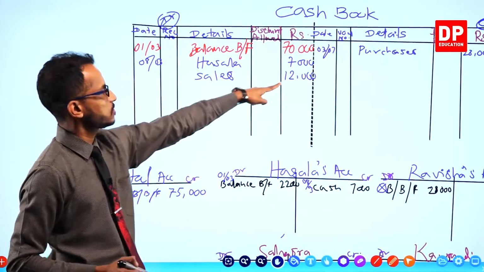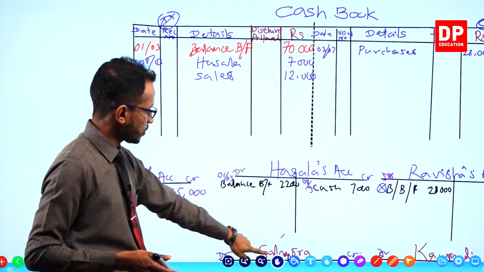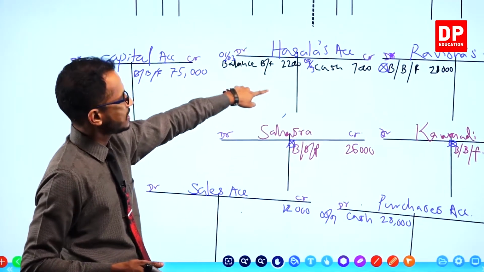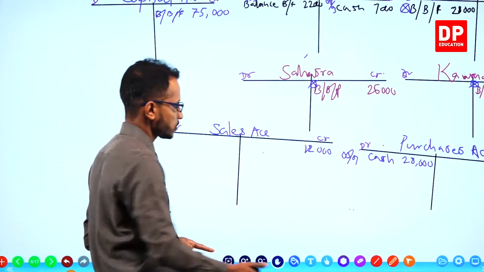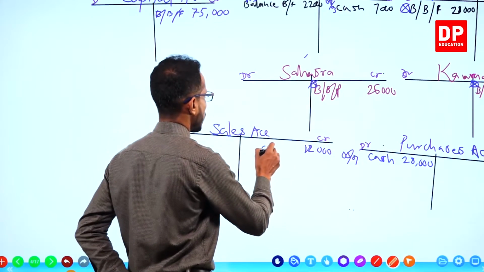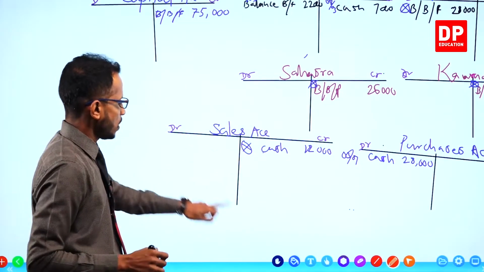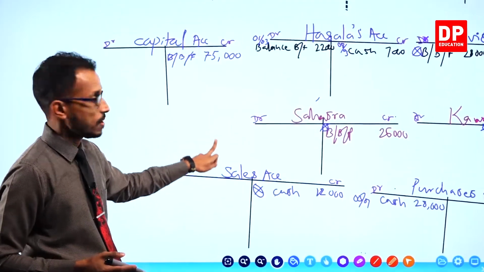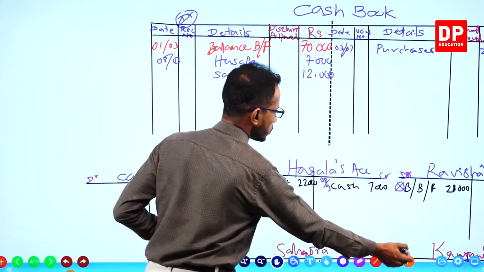Yeah, it's 12,000. And the description in the sales account should be what? The description here should be cash. Mention the date, children. Don't forget the date. Let's speed up a little bit. Mention the date. Don't forget the date.